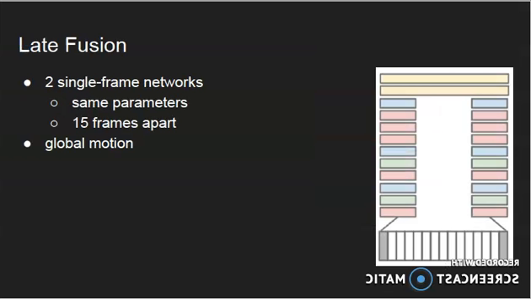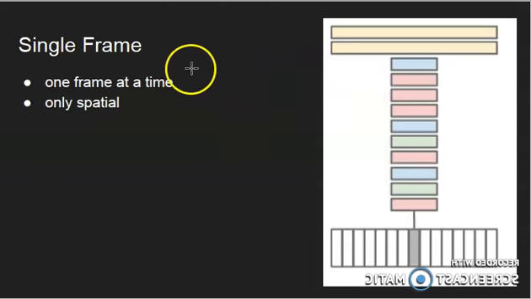normalization layers, yellow are fully connected layers. So this is a very simple type of architecture. It records one frame at a time and doesn't record the temporal significance of videos.